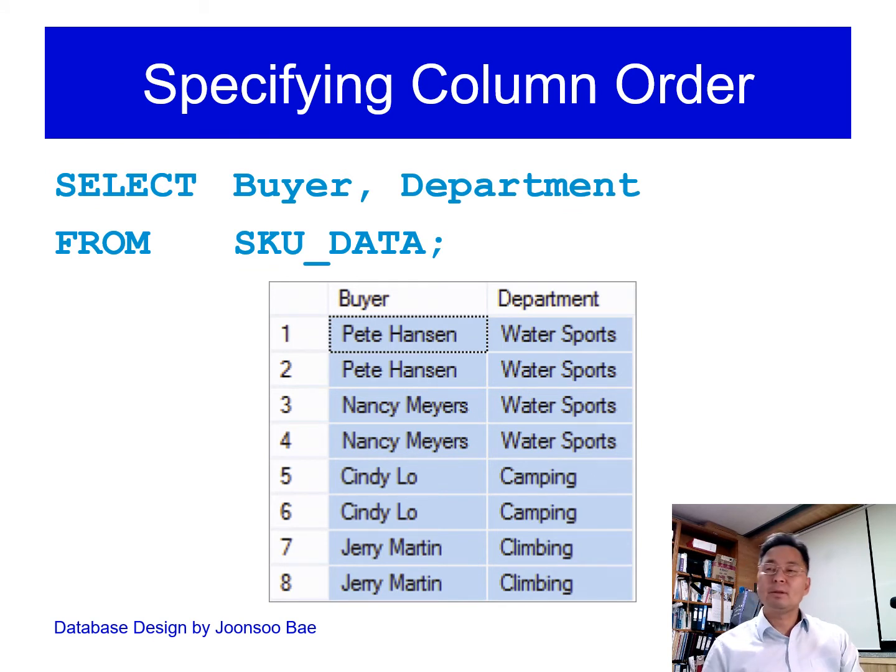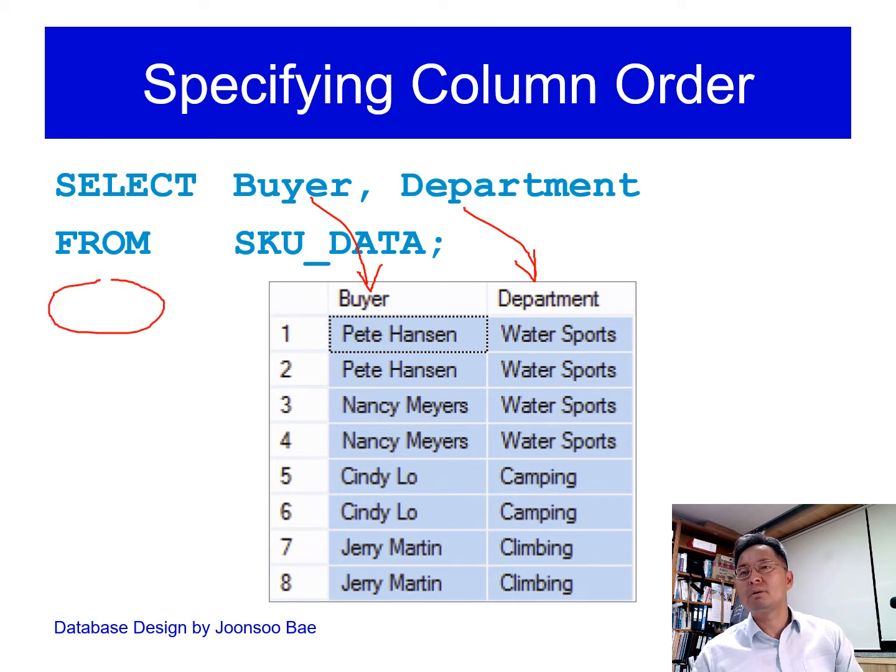And you can specify the order of columns. Yes, you can exchange buyer and department here. Then intuitively it follows this order, buyer and department sequence will be the result. There is also no where clause here. All of the data will be searched.